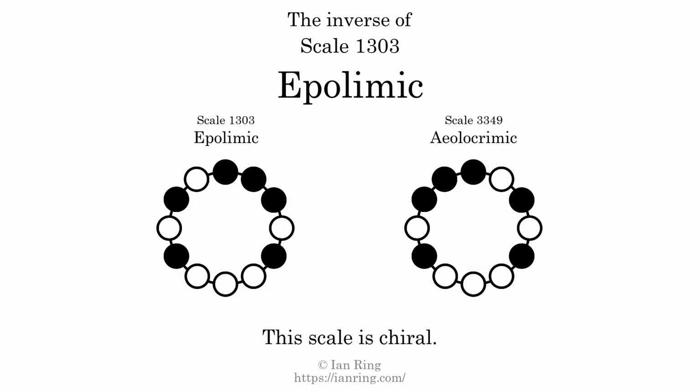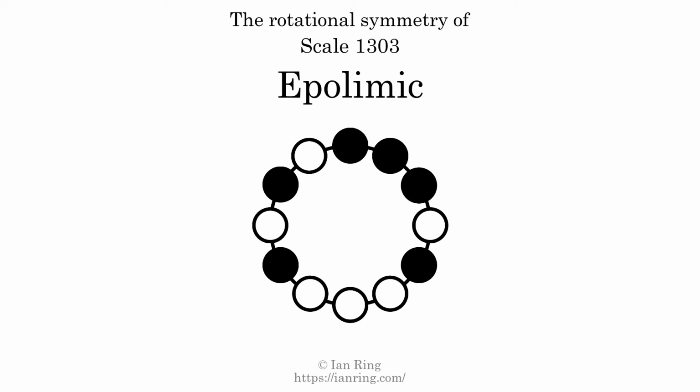The inverse of a scale is a mirror image. It is what you get when the sequence of intervals is reversed. The inverse of this scale is scale 3349, also known as Epolimic. This scale is chiral. It cannot transform into its inverse by rotational transformation. This scale has no rotational symmetry.